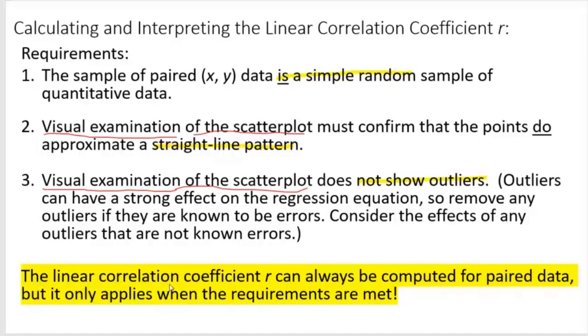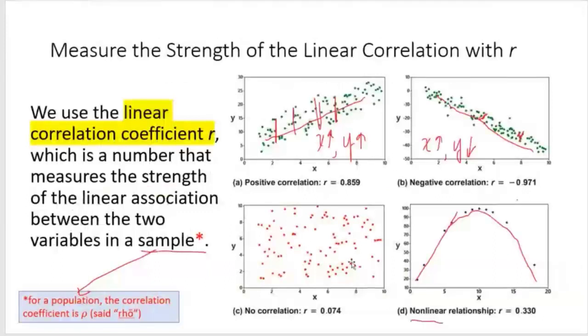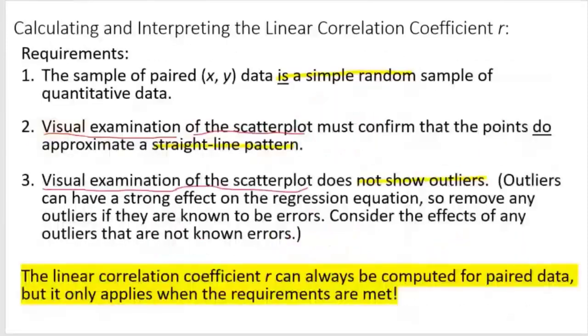The linear correlation coefficient can be computed for any paired data. This is kind of a caution for you. Just because you can find it doesn't mean the requirements are met. Again, I'm going to take you back to this slide. Here, there was a calculation and we found an R value. But it should not apply to this because we do not meet the requirement that they look like they're in a straight line. So you can always apply it, but that doesn't mean that you should.